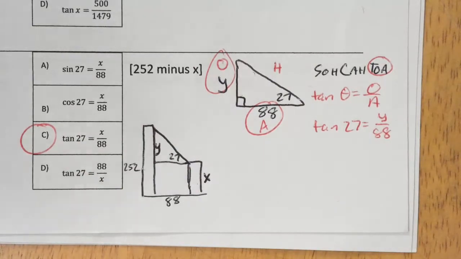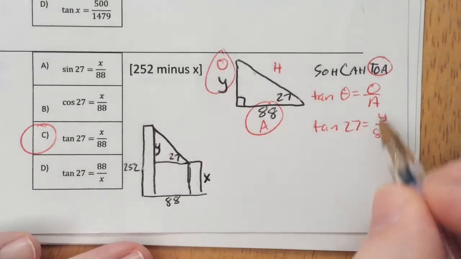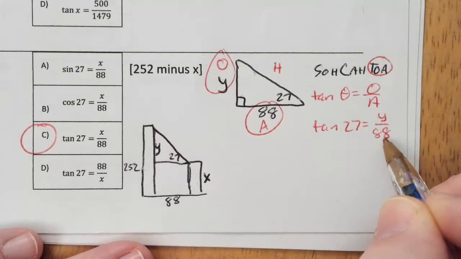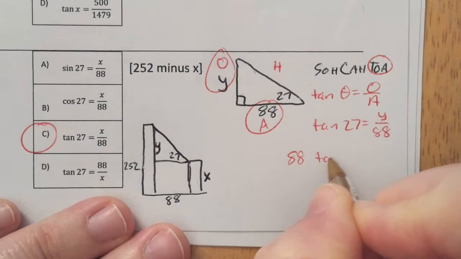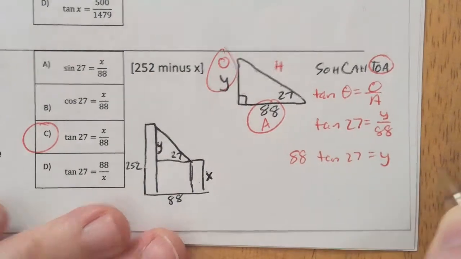Okay, so now we're going to keep going. We want to get the y by itself. Now, how do you get rid of the 88? You're going to multiply onto the other side. So 88 tan of 27 is equal to y.